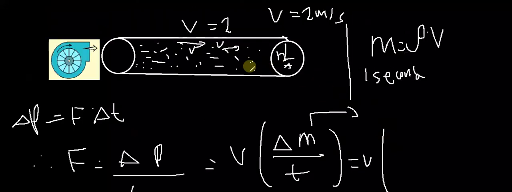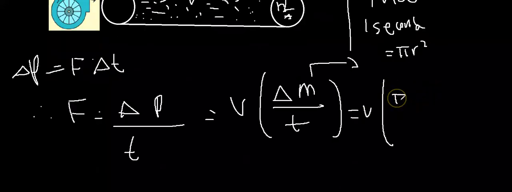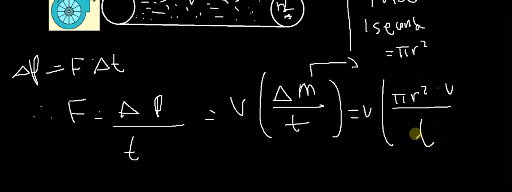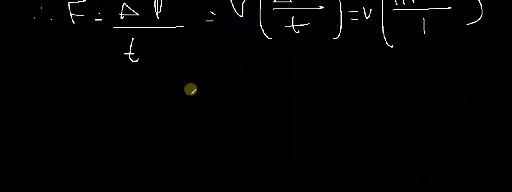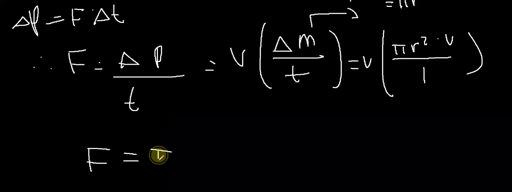The change in mass would be the volume, and the volume is equal to pi r squared h. So it's equal to pi r squared times the velocity over time. And a reminder here that time is equal to 1 second, so it's just equal to 1. So therefore, the force is equal to pi r squared times rho times v.